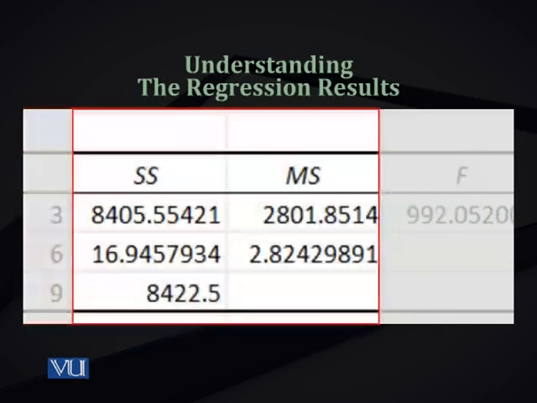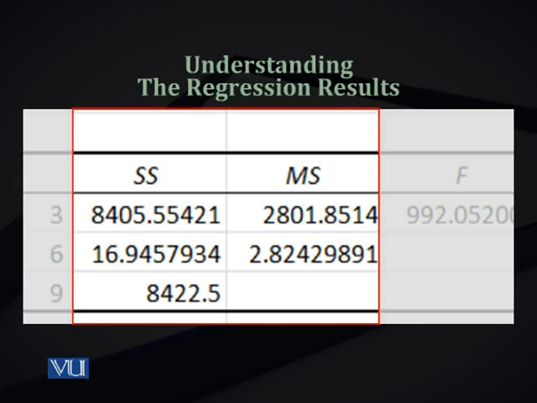Now you are seeing the sums of square and mean sums of square. Basically, we have the regression sum of square, the residual sum of square, and the total sum of square. If you divide this sum of square by the degree of freedom which you saw in the previous column, you will get the mean sum of square. Now look at residual sum of square, which is 16.945.